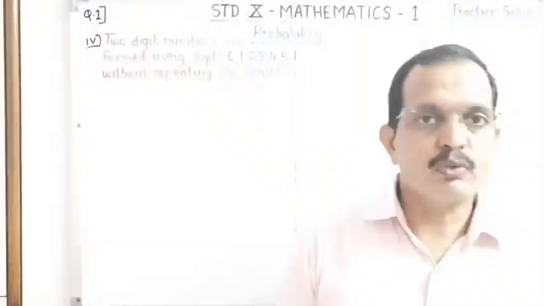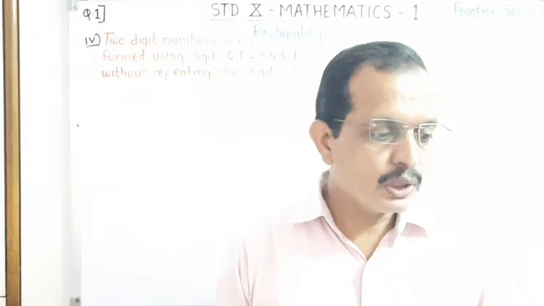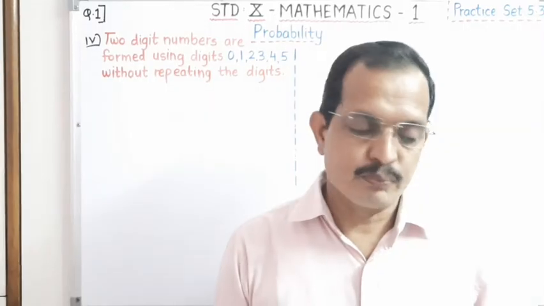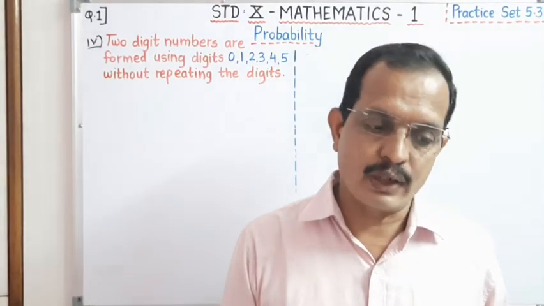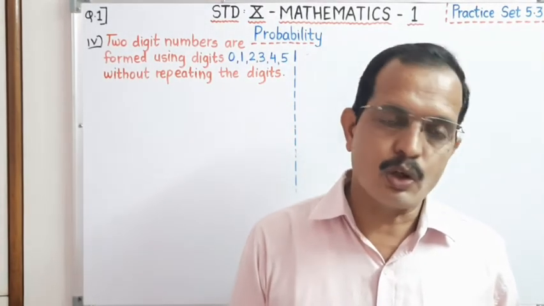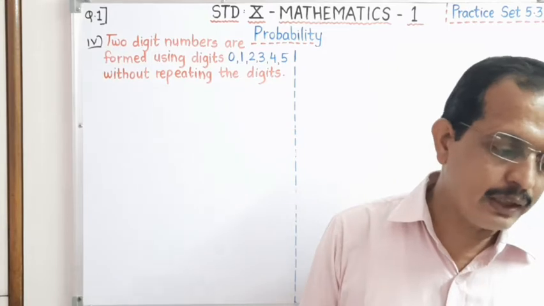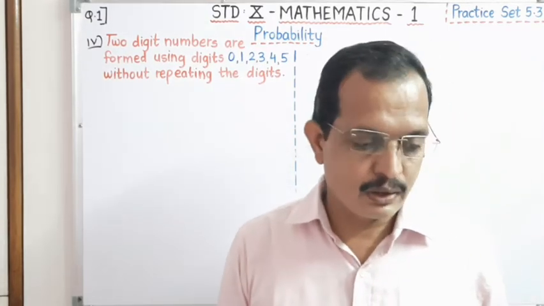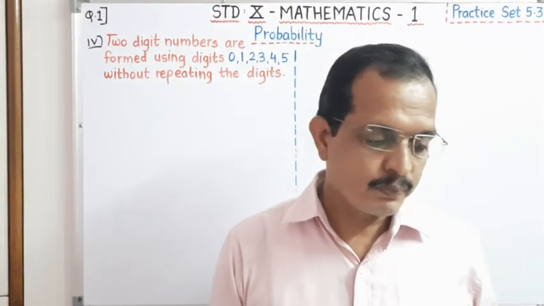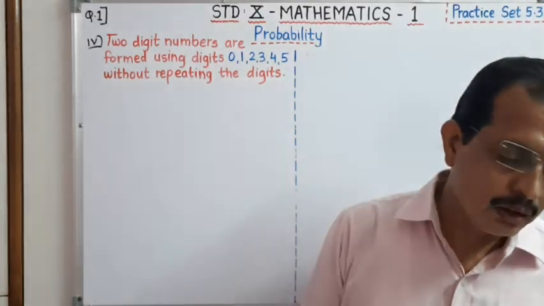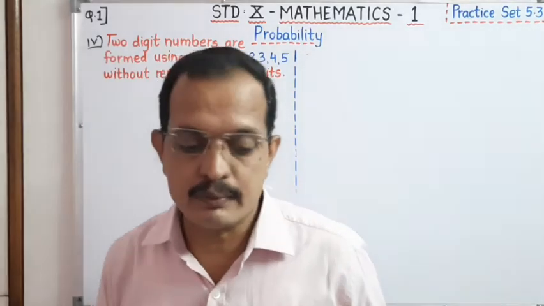See the question number 4th one. 2-digit numbers are formed using digits 0, 1, 2, 3, 4, 5 without repetition of the digits. Event A, the number formed is even. B, the number formed is divisible by 3. And third event, the number formed is greater than 50.